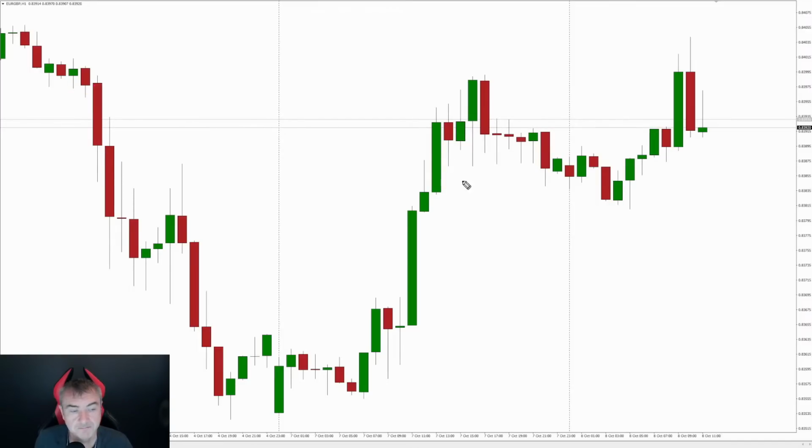Typically people tend to look at market structure very simply on a candle by candle basis. You've got a high there, a low there, a lower high and a lower low. Bears are in control.